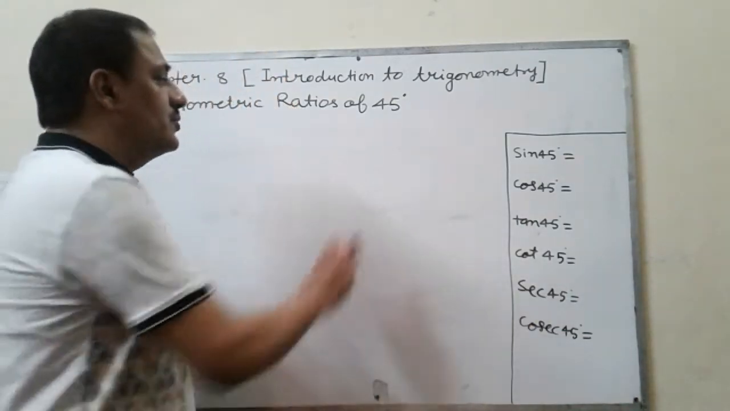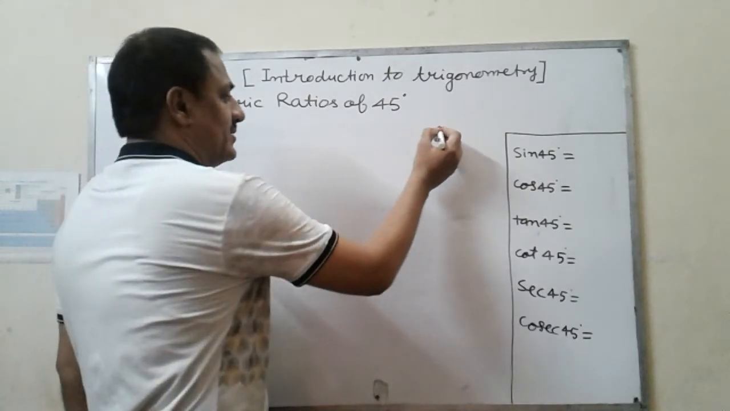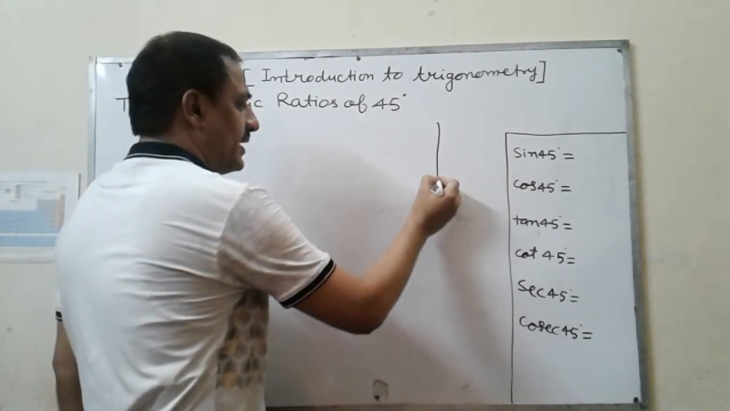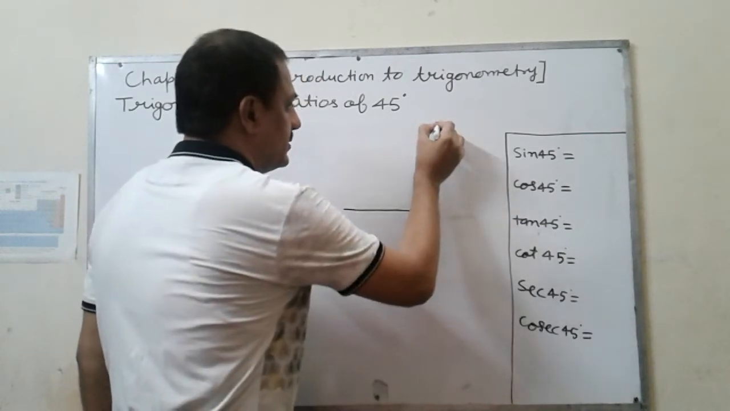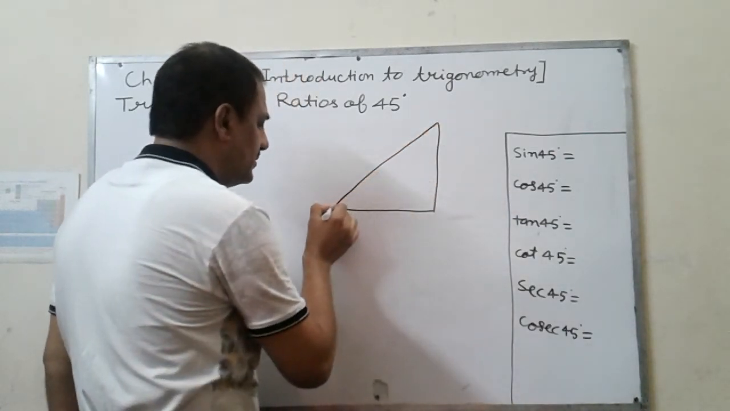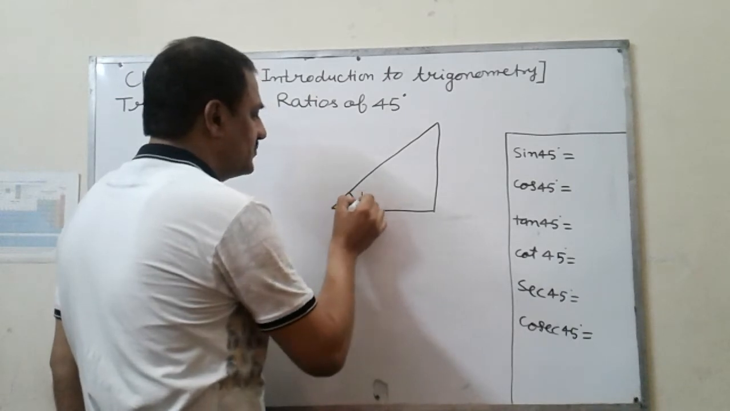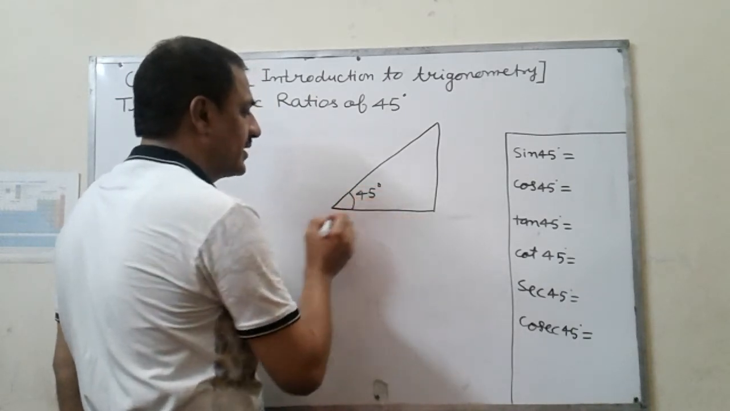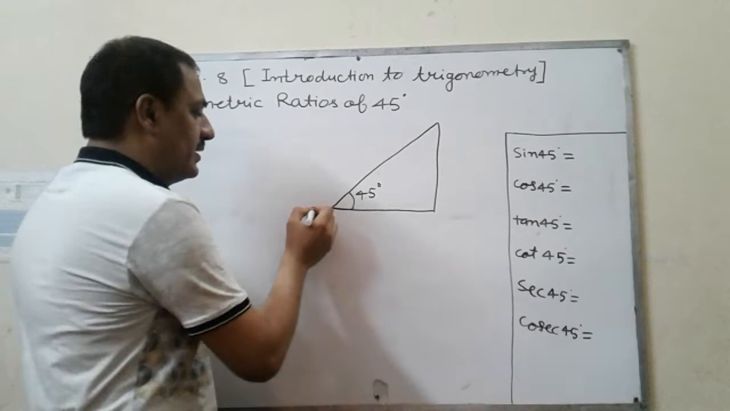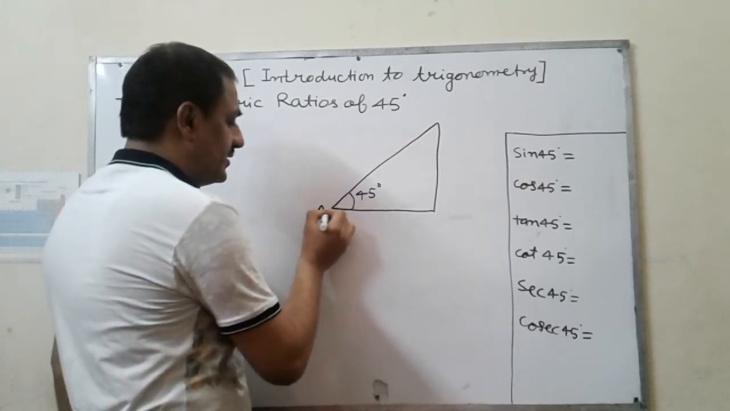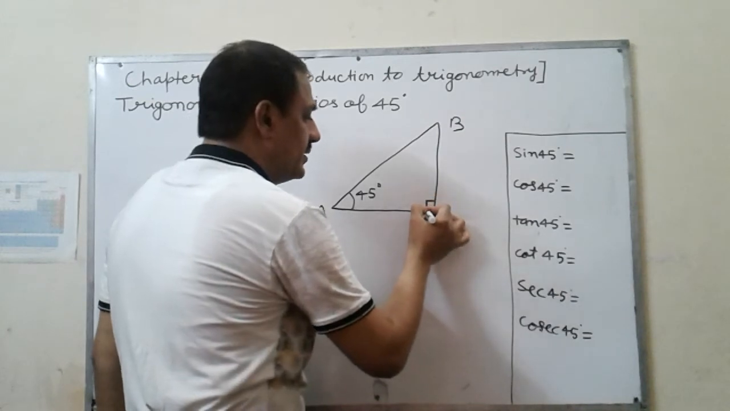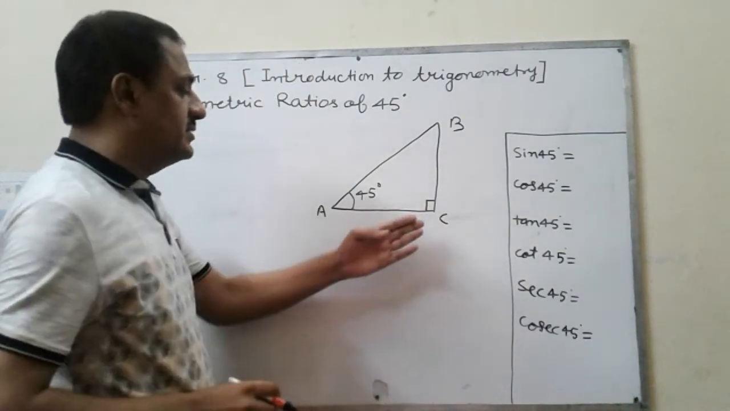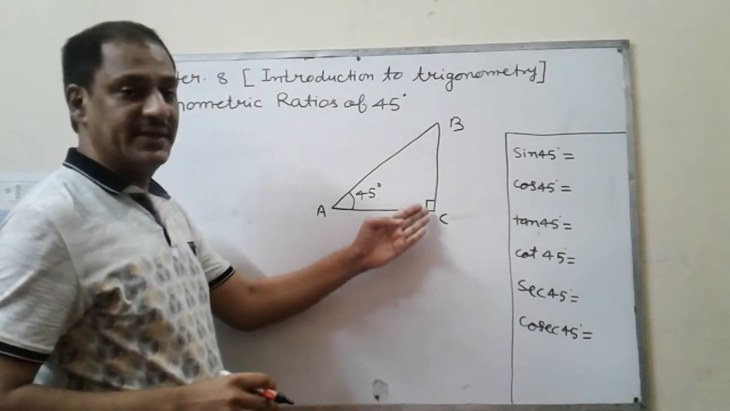Here I am going to draw a right angle triangle. It is an isosceles right angle triangle. Suppose this angle is 45 degree. Suppose this angle is 45 degree. Now I am going to write the name of this triangle ACB. Here see at point C, this is the 90 degree angle.